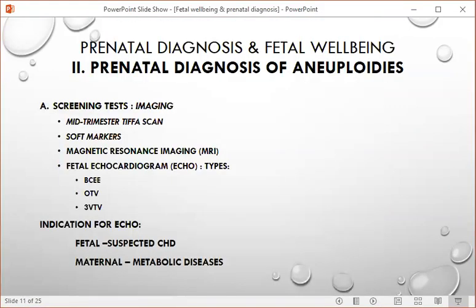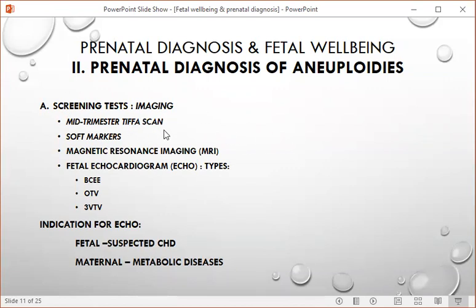And coming to the imaging techniques, what are the imaging techniques we use to detect the fetal abnormalities? There is the mid-trimester TIFFA scan. This is targeted imaging for fetal anomalies, and this is very important. It is usually done around 18 to 22 weeks of gestational age. In this mid-trimester TIFFA scan, usually all organ anomalies, brain anomalies, and renal anomalies can be detected.